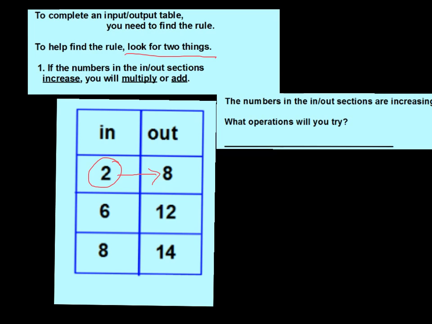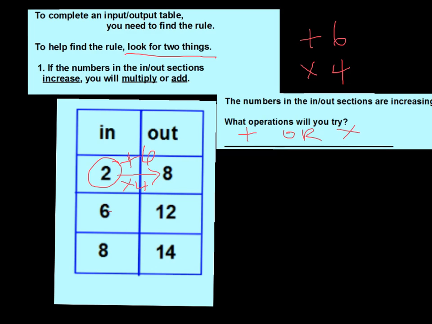So the numbers in the in and out section are increasing. So what operations will we try? Well, only 2 operations will get us increasing. That will be addition or multiplication. Now, you're going to have to try both. So we're going to say 2 plus what number will equal 8 and 2 times what number will equal 8. Well, 2 plus 6 equals 8 and 2 times 4 equals 8. So we have 2 possible rules for our input-output table. The rule can be plus 6 or it could be times 4.